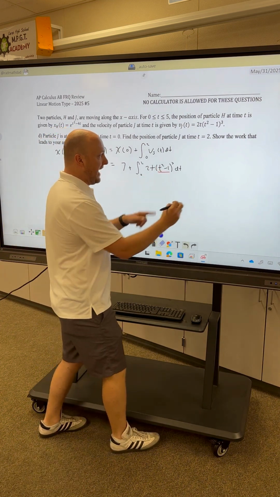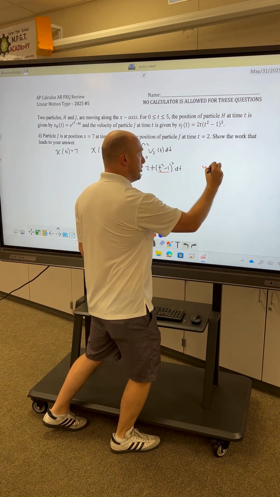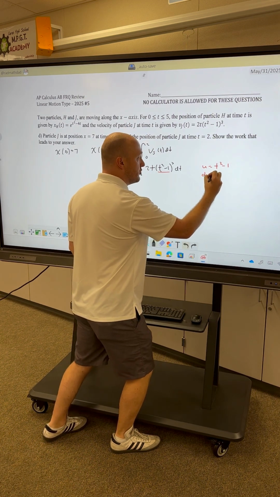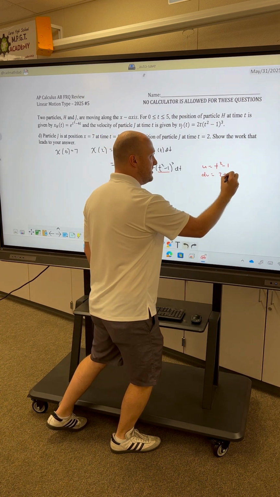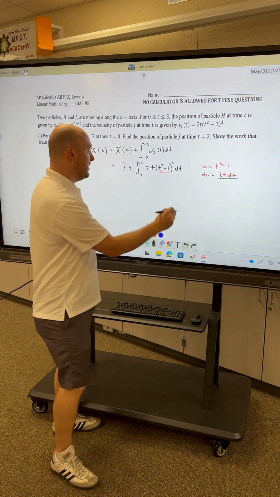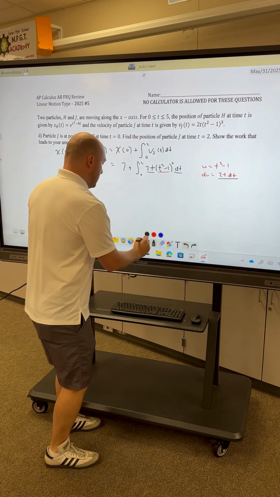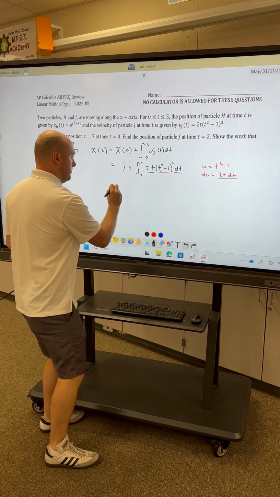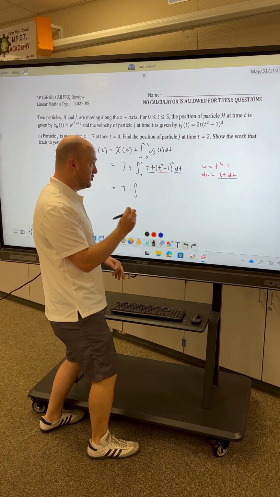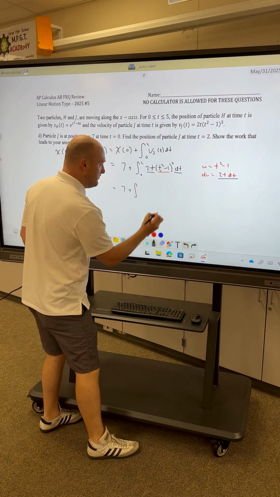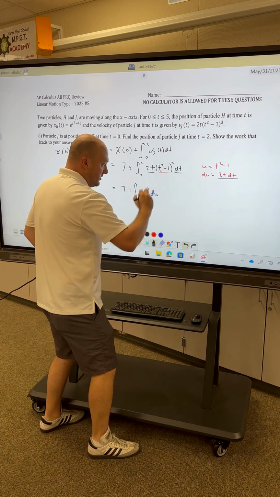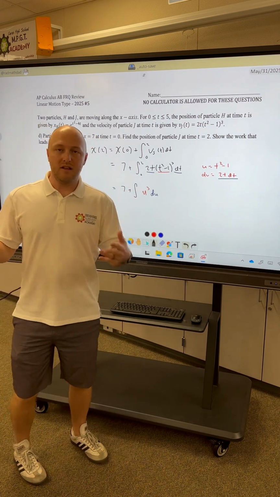I'm going to sub out the expression in the parentheses, and the reason for this is that I notice the derivative of this is 2t dt. And this expression I already have accounted for in my integrand here. So let's go ahead and make this substitution. What we get is 7 plus the integral, not derivative, of u to the power of 3 du. And you'll notice I left off my limits of integration.